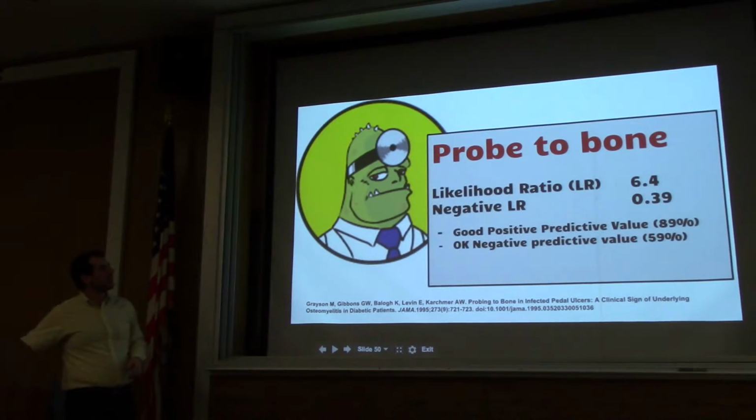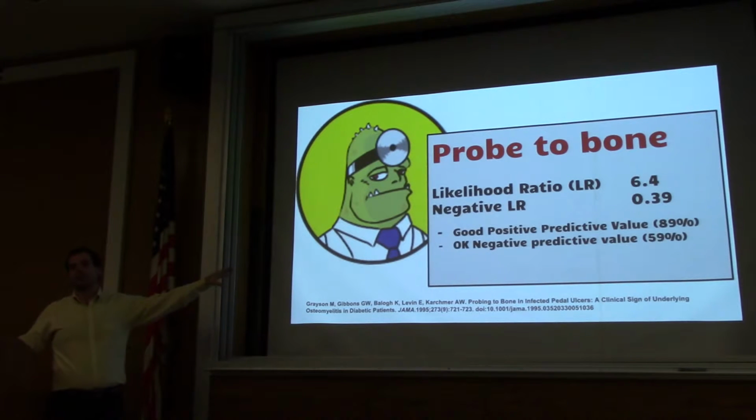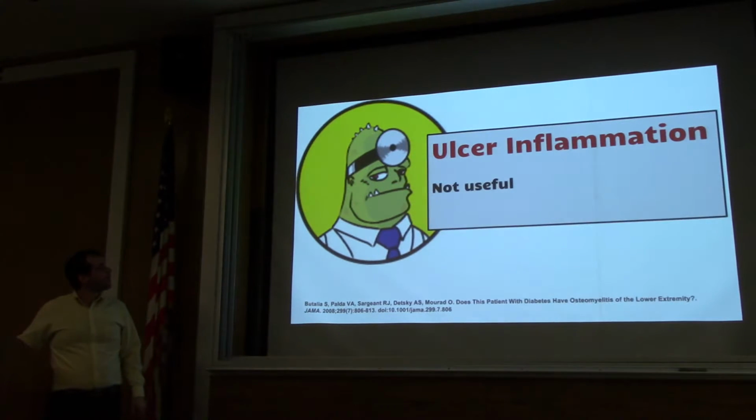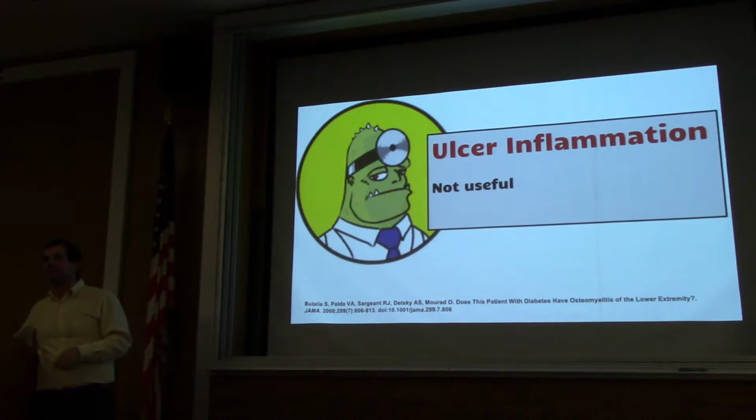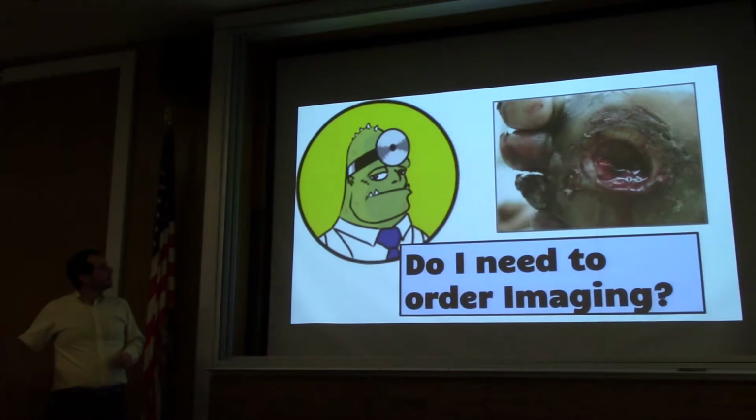So the probe to bone test has pretty similar likelihood ratio characteristics, but a little bit better negative predictive value. Overall, this is the one that you're most likely to get tested on in terms of bones: the probe to bone test. Another thing that people say a lot is if the ulcer is inflamed, if it's got a lot of erythema, if it's got a lot of drainage, that means it's got osteo. It turns out that's not true.